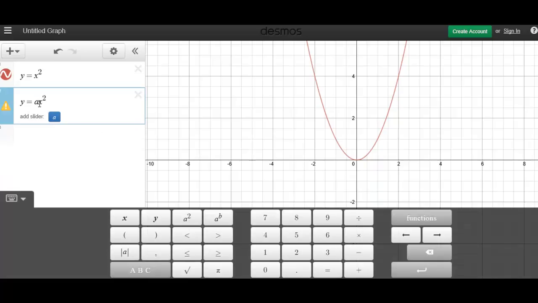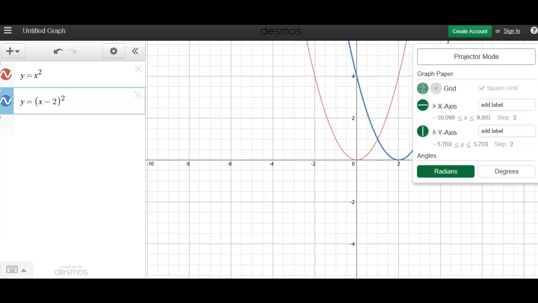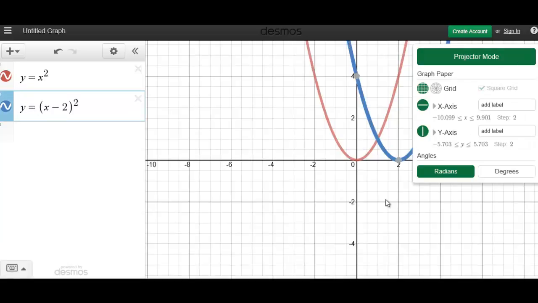Let's go back to our parabola here, and let's see what would happen if we were to do this. I might as well just delete that and go, sorry. Okay, x minus 2 squared. There. Do you see what happened to the parabola? The original parabola is red here. Here, let me make it even thicker so it's easier to see for you. Projector mode. Check that out.